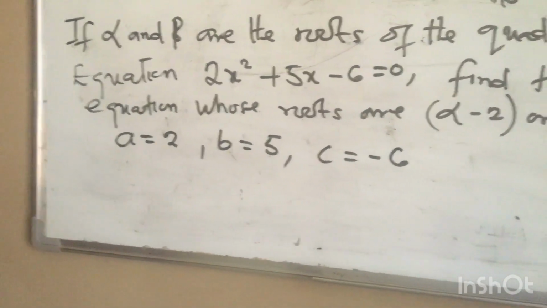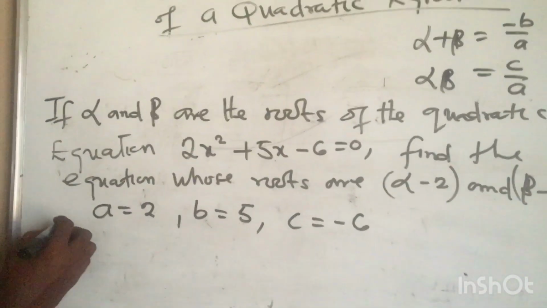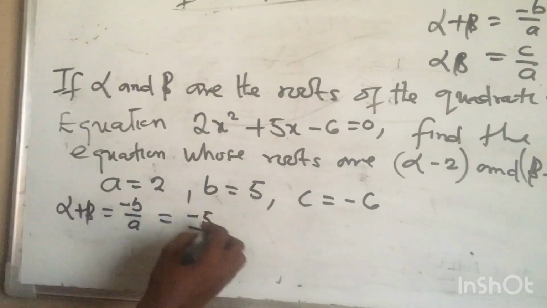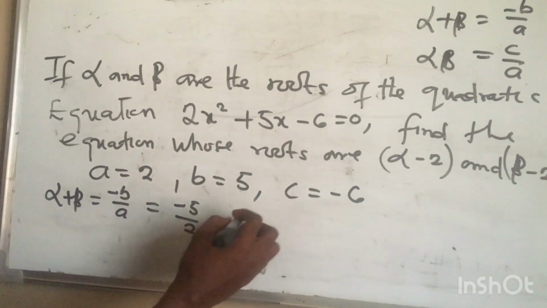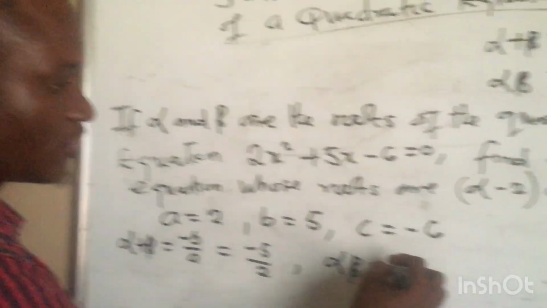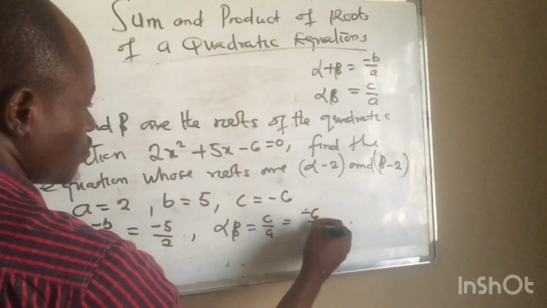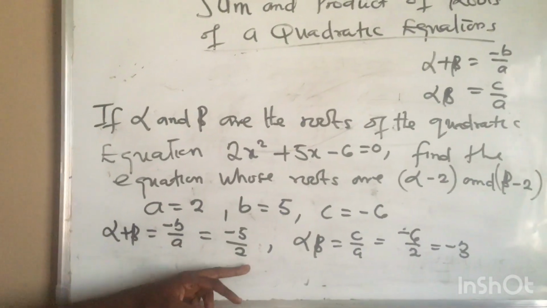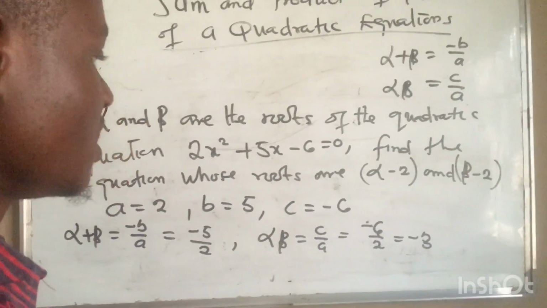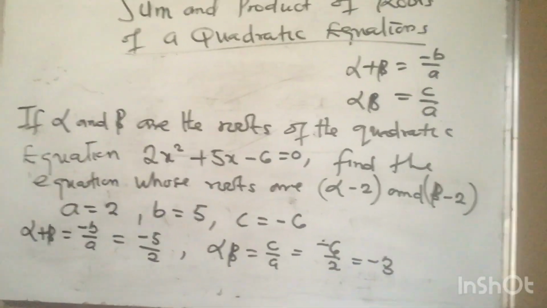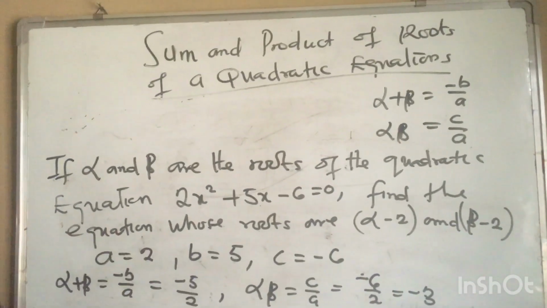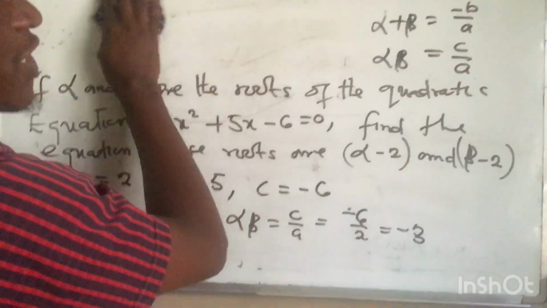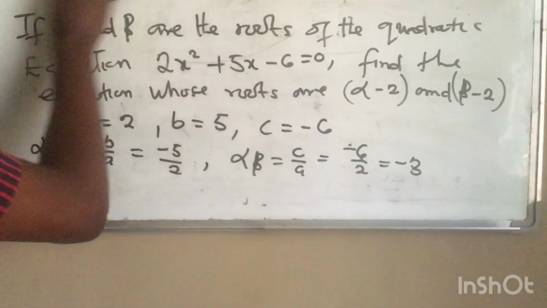So the sum of the roots for this quadratic equation, alpha plus beta, will be equal to minus b over a, and that's minus 5 over 2. And alpha beta, the product, is c over a, and that's minus 6 over 2, which equals minus 3. Now since we have established alpha plus beta, which is minus 5 over 2, and alpha beta, which is minus 3, how do we now get the equation whose roots are alpha minus 2 and beta minus 2?